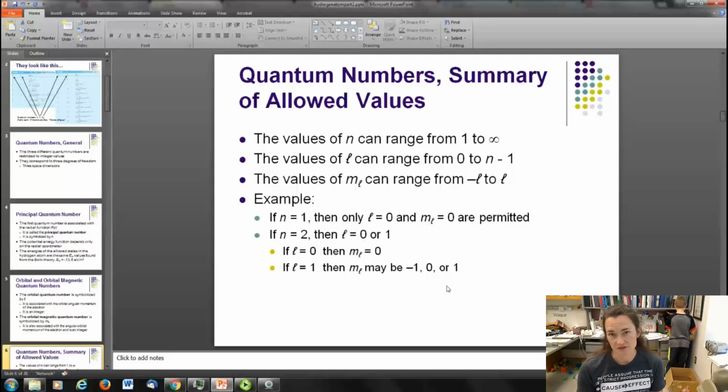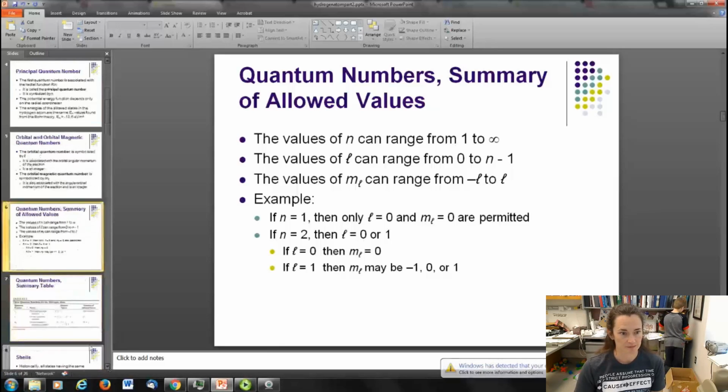So for example, if n equals 2, then your possible values of l are 0 or 1. For l equal to 0, the only possible value of m sub l is 0. But if l is equal to 1, then the possible values of m sub l could be minus 1, 0, or 1. So hopefully that's pretty clear.